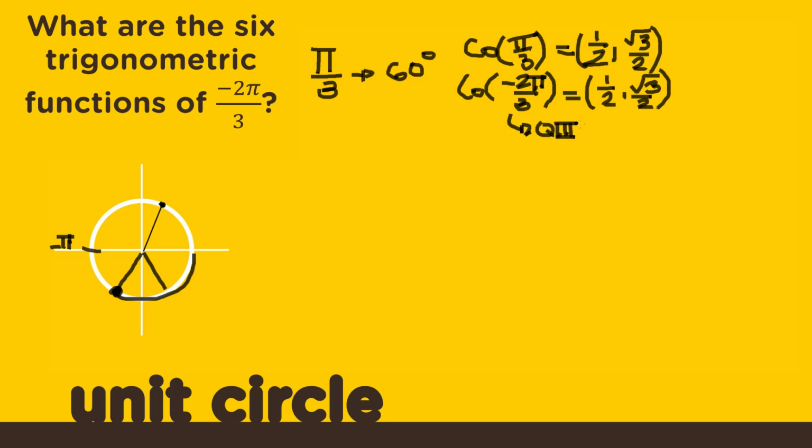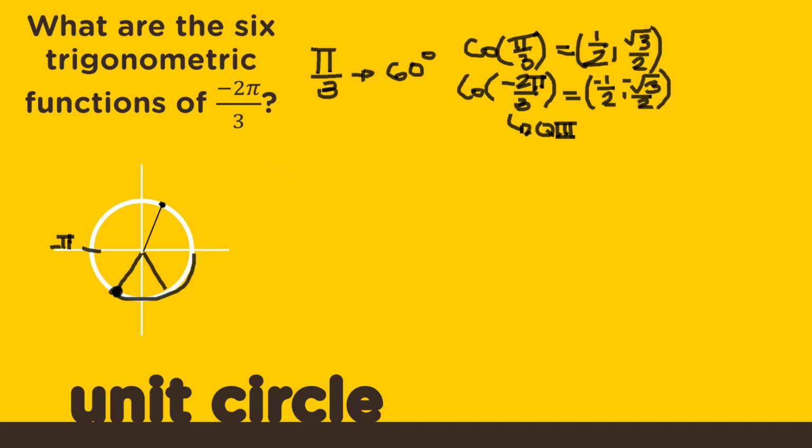What does this tell us? We will just be changing the sign of our x and y, since on quadrant 3, x and y are both negative. So instead of positive 1/2, it's just negative 1/2. Instead of square root of 3 over 2, we have negative square root of 3 over 2. This is the terminal point of negative 2 pi over 3, and we'll be using this to solve for the 6 trigonometric functions.